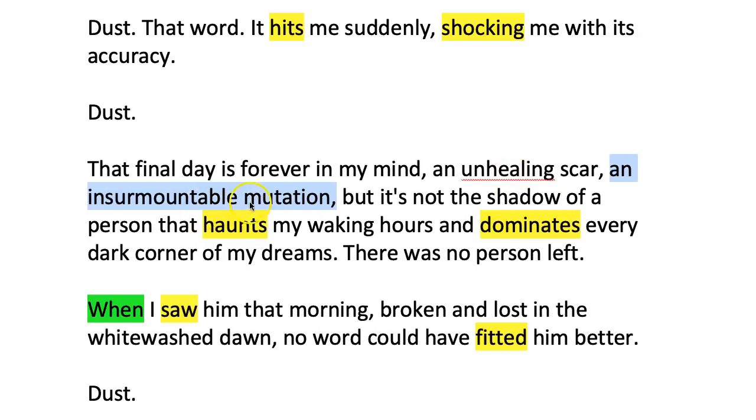And we're not really sure what a mutation is here. You know, what's it mutated into and from? And how is a mutation insurmountable? Mountains are insurmountable if they're too big. But how do you get over and try and get over a mutation? It doesn't really work. It's over dramatic.